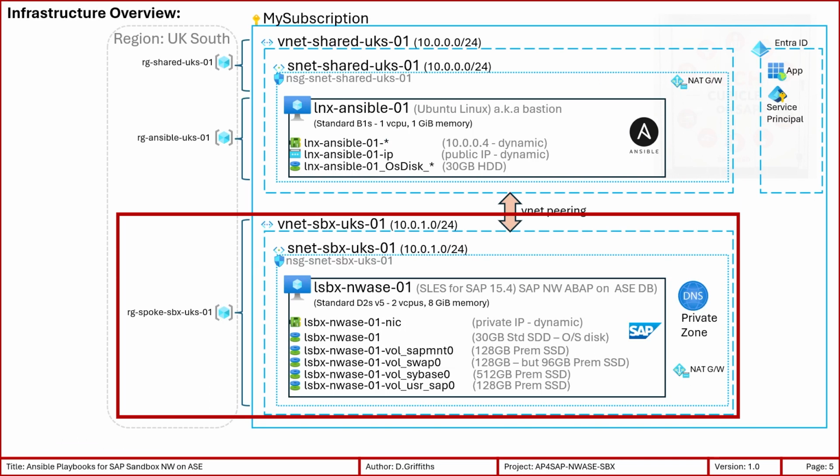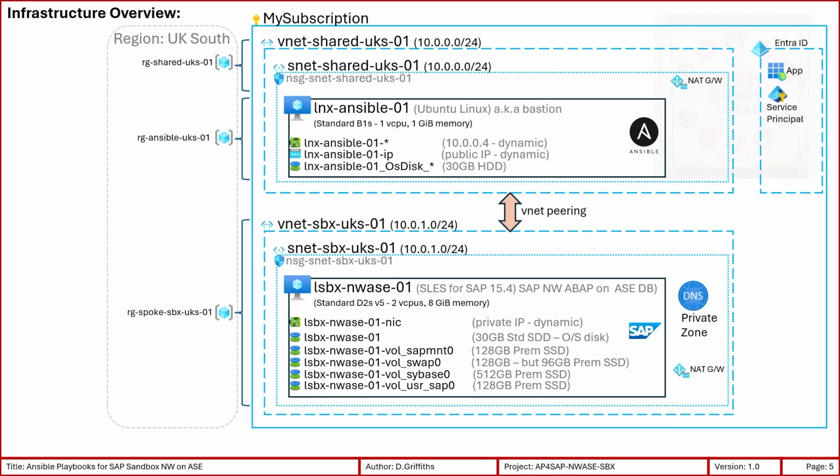In Azure, a resource group is simply a metadata item which anchors a resource or groups of resources to a specific subscription and region. It's simply a basket into which we will pre-deploy the target virtual network, subnet, DNS private zone, NAT gateway, and eventually the SAP VM will also be built there.